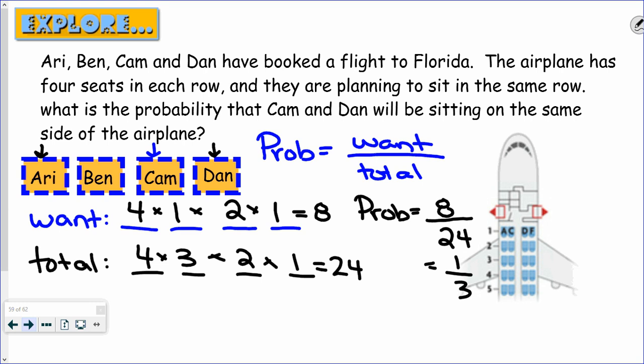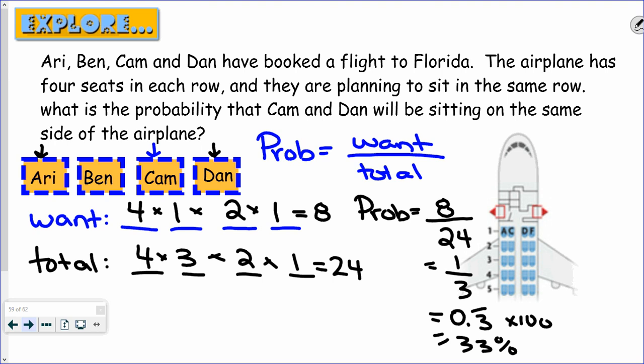You could change that to a decimal, 0.3 repeating. You could times that by 100 and change it to a percentage and get 33%. Generally, you just want to leave it as a fraction. Make sure you reduce it. I would only change it to a decimal or a percentage if the question asked you to do that.